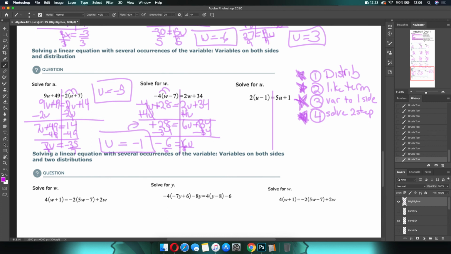Next up, again, step 1, distribution. So multiply, so that's 2u minus 2 equals 5u plus 1. Which u do I want to move? I don't like the negative, so I'll move the 2u, minus 2u. Negative 2 equals 3u plus 1, minus 1, minus 1. 3u equals negative 3. Divide by 3, divide by 3. u equals negative 1 again.